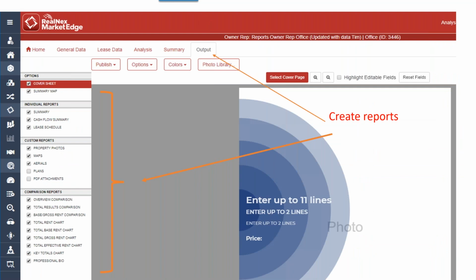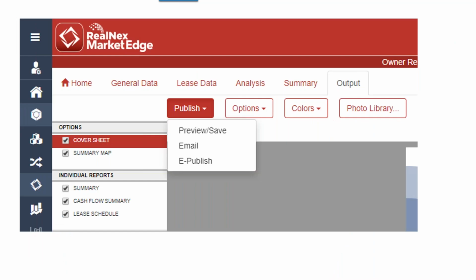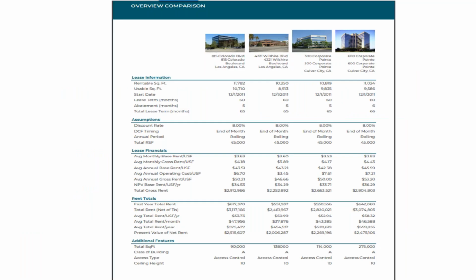You can create nice reports. That could probably be a webinar on its own, all the different reports you can create. So I'm just pointing out here that once you've done all this analysis, you can create a nice report, which you can then preview as a PDF file. You can email it to your client. You can e-publish it on a website, and you can select what all you want to have included in the report, and you'll get this nice comparison across all the different leases that you've analyzed.